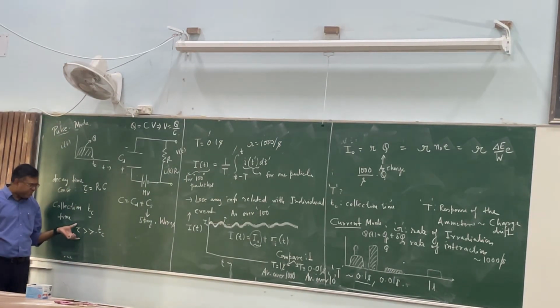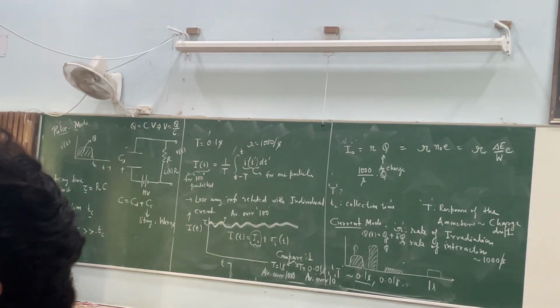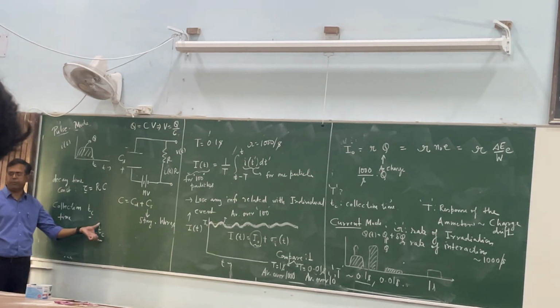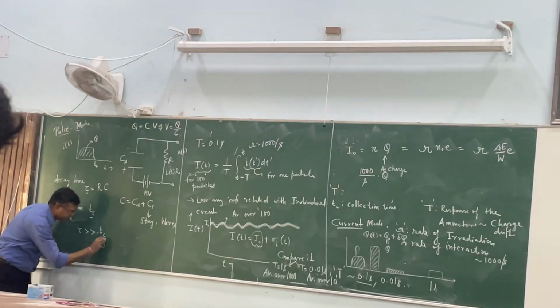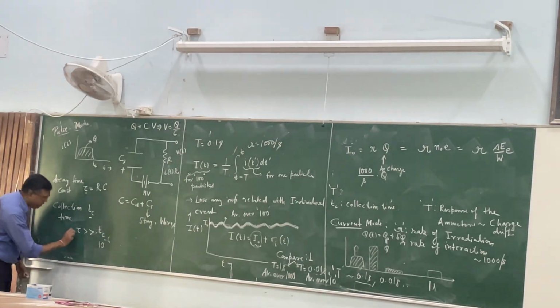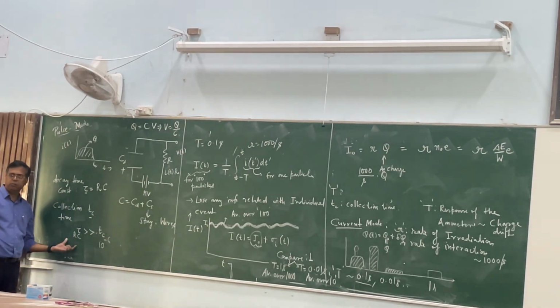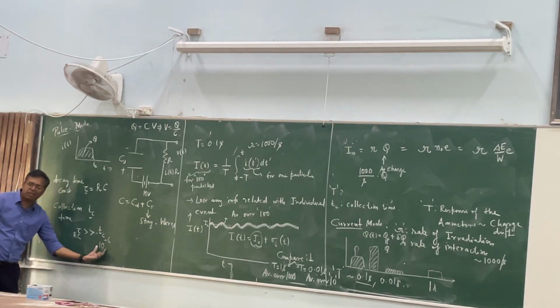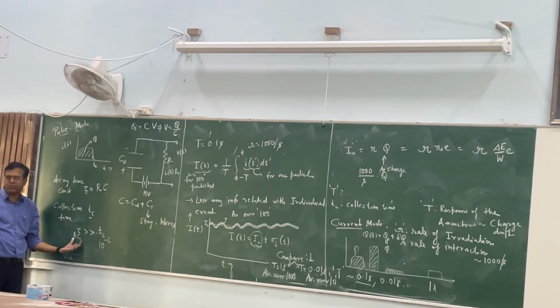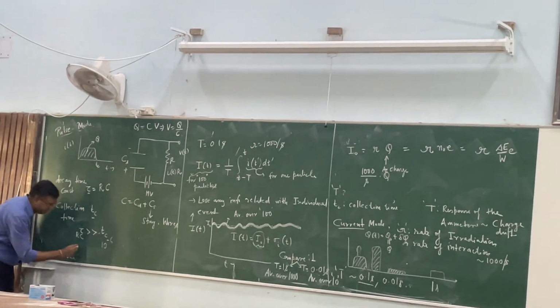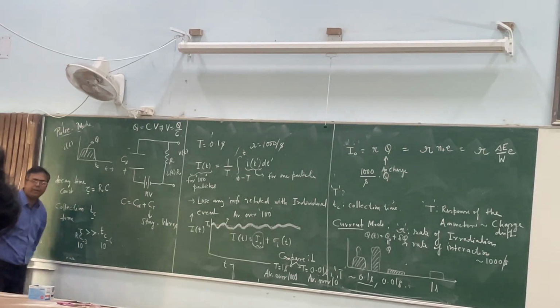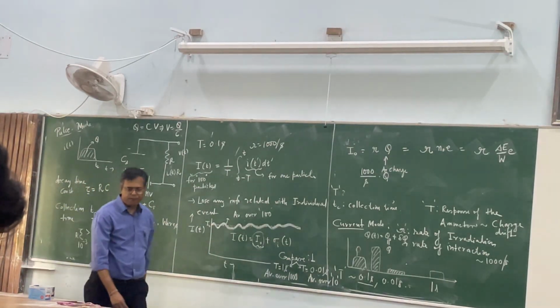Which means that the decay time constant is far more than the collection time. So if this is 10 to the power minus 6 seconds, then tau will be of the order of milliseconds. You can make it anything. It has to be greater than this. If Tc is 10 to the power minus 9, then correspondingly even 10 to the power minus 6 will be larger. So depending on what the Tc is, let's say just to have some numbers, 10 to the power minus 6.